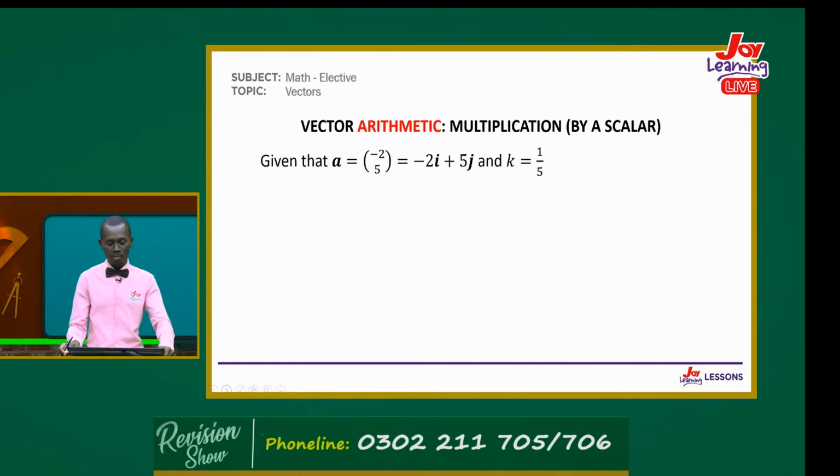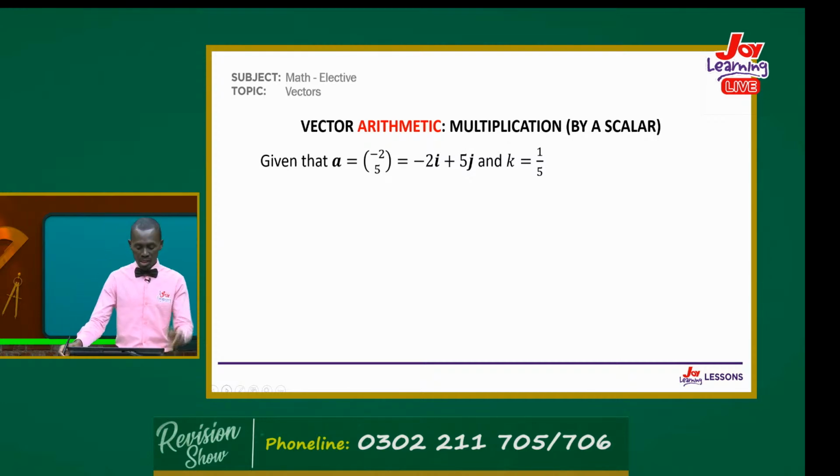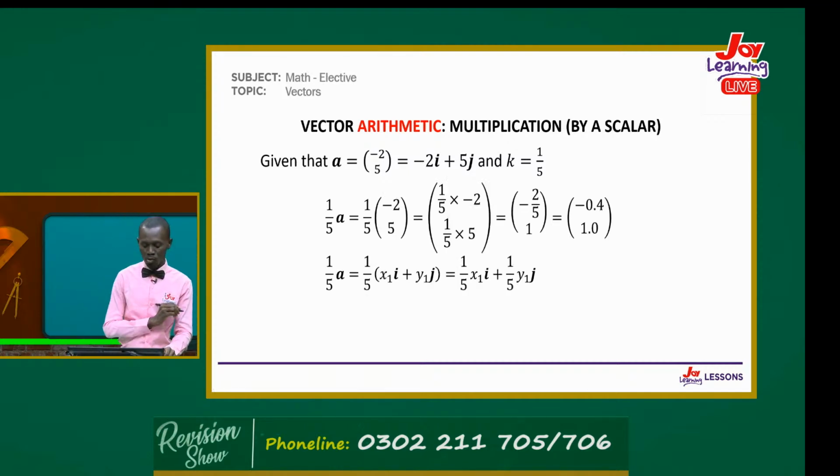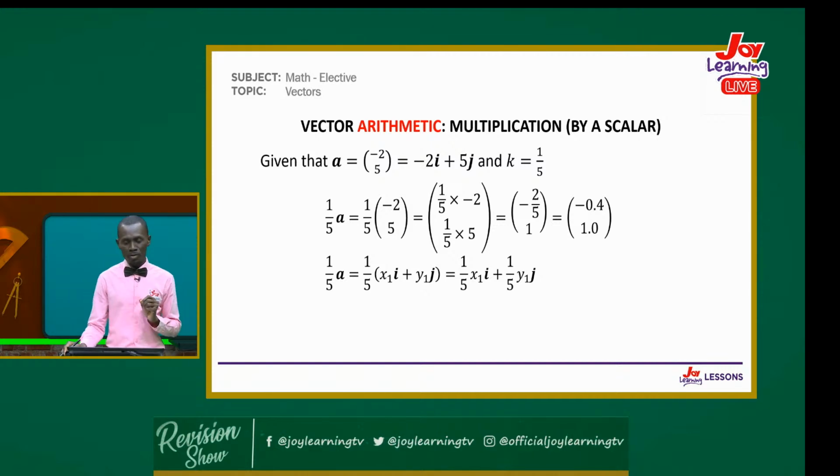We have a vector A given by negative 2, 5, or in the Cartesian form, negative 2i plus 5j. If we multiplied it by a scalar quantity 1 over 5, this is what it will look like. We'll be multiplying negative 2 by 1 over 5 and multiplying 5 by 1 over 5. If we did that, negative 2 by 1 over 5 will give us negative 2 on 5. 5 by 1 over 5 will give us 1. If you wanted to convert it to decimal, it would be negative 0.4, 1.0. And that would be our answer.